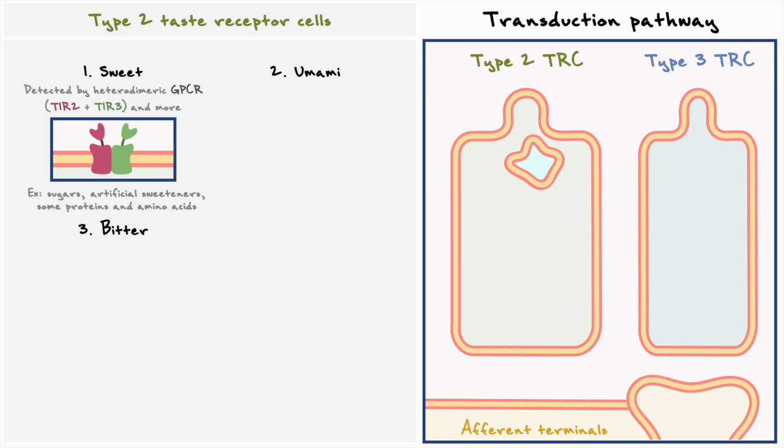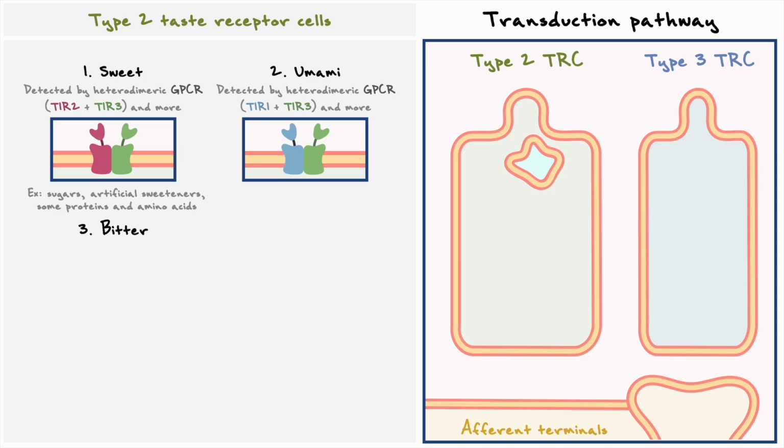For the umami taste, it is detected by a similar receptor to sweet, but instead of the T1R2 subunit, it has a T1R1 subunit paired with a T1R3 subunit, which again forms a heterodimer. The umami taste is associated with the savory taste of amino acids like aspartate and glutamate. The typical example that is used for umami is monosodium glutamate, and common foods that will elicit this taste include meats, broths, and mushrooms to name a few.